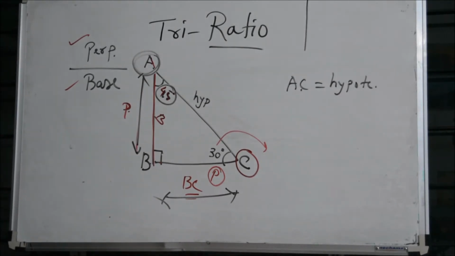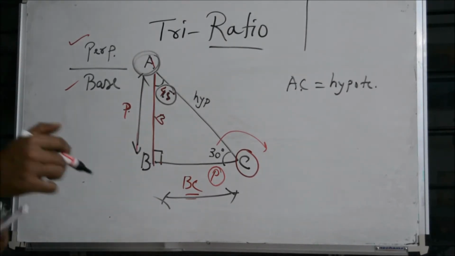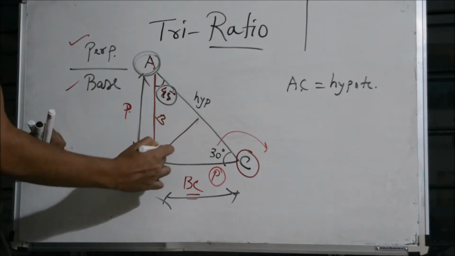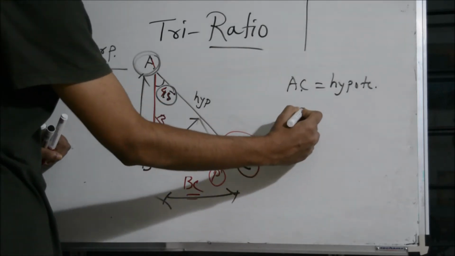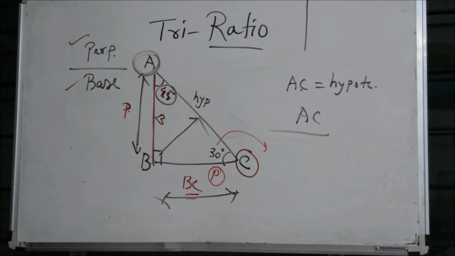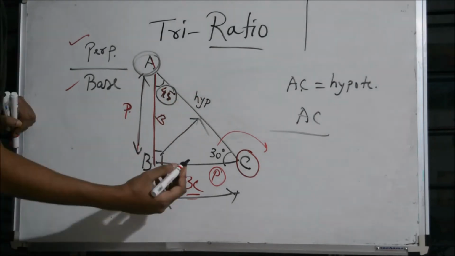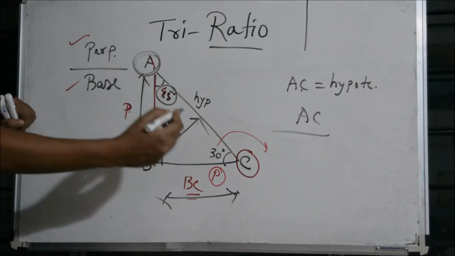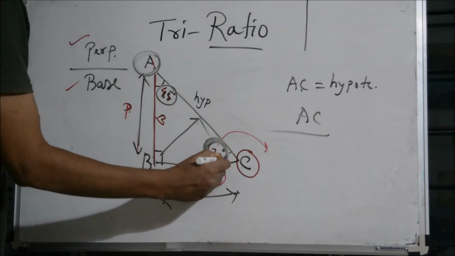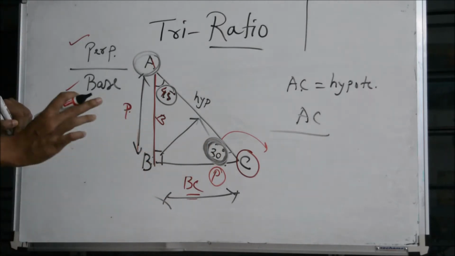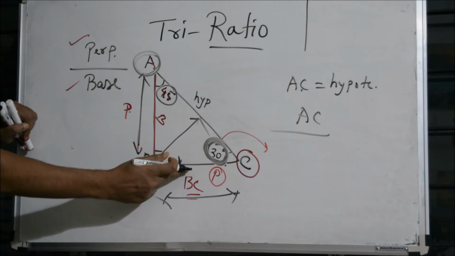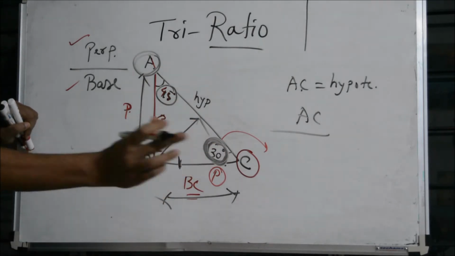Now, to remember the technique, first of all, to find the hypotenuse, we know it is the side opposite to the 90 degree. We got the hypotenuse AC. That is always the same. Now, to find the base, whichever angle we are considering, the line that makes the angle with the hypotenuse is the base.